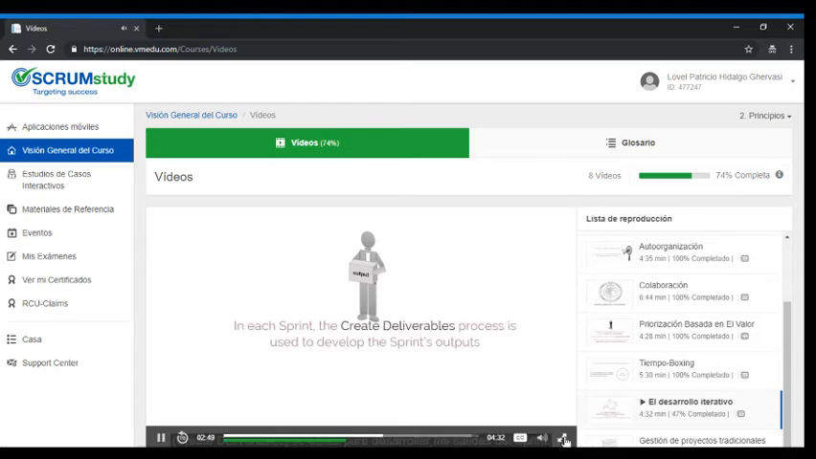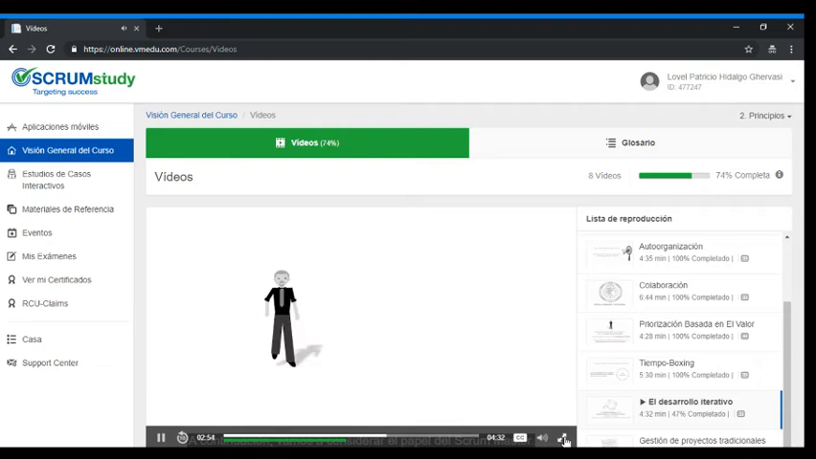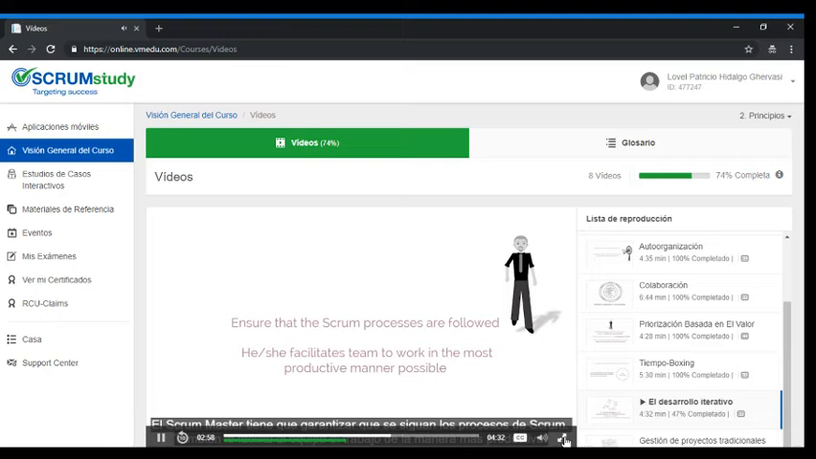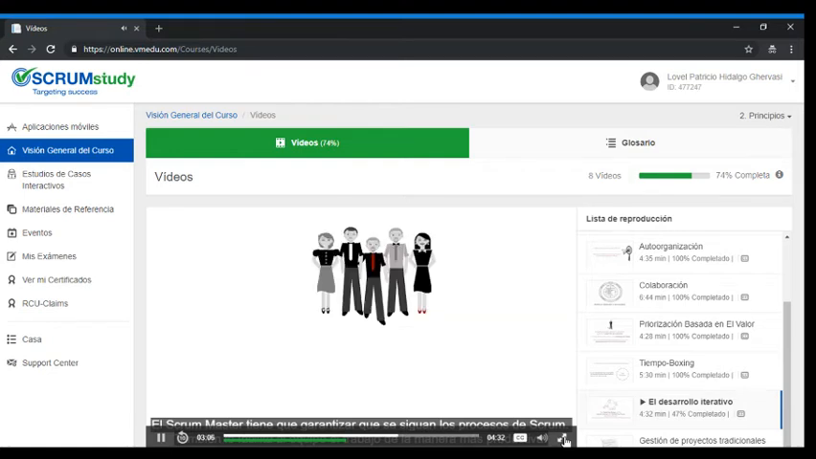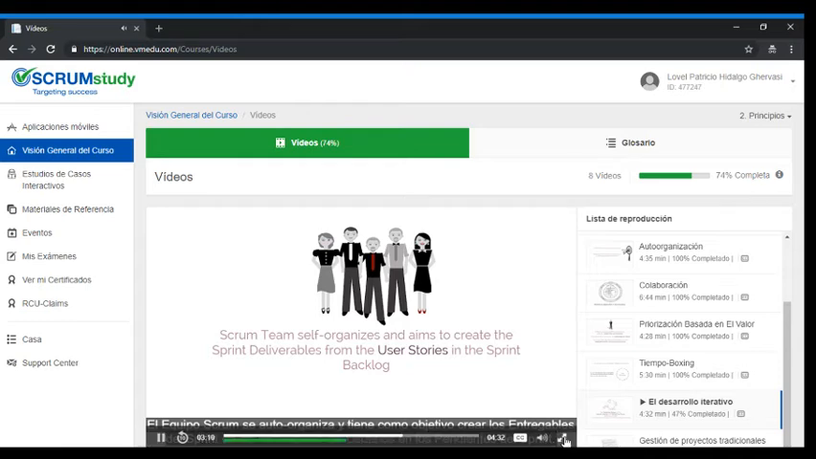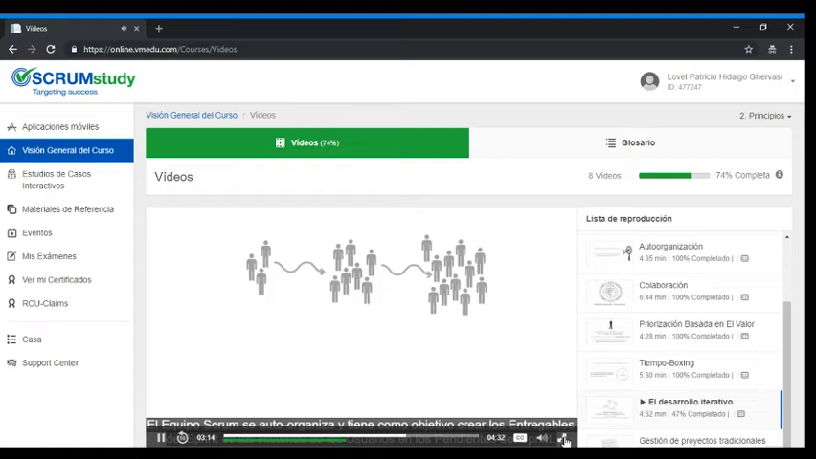Moreover, in each sprint, the create deliverables process is used to deliver the sprint's outputs. Next, let's consider the Scrum Master's role. The Scrum Master has to ensure that the Scrum processes are followed. He or she facilitates the team to work in the most productive manner possible. Finally, the Scrum team self-organizes and aims to create the sprint deliverables from the user stories in the sprint backlog.